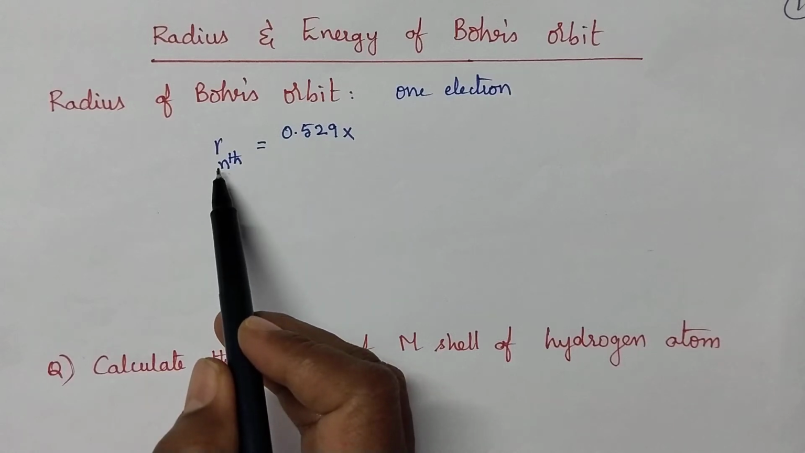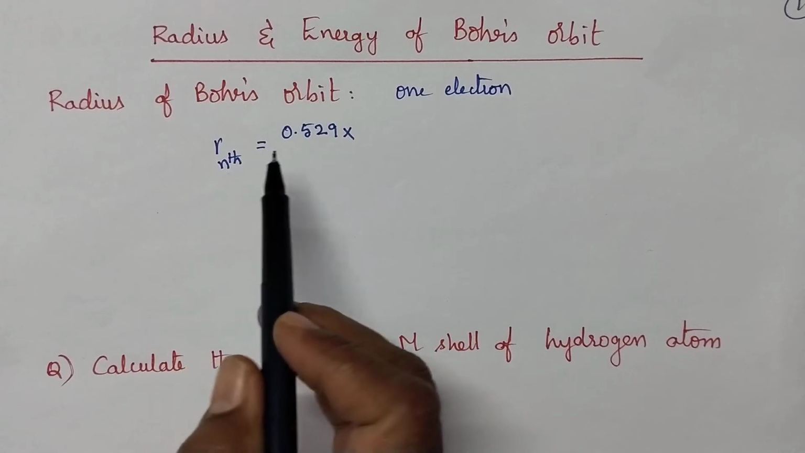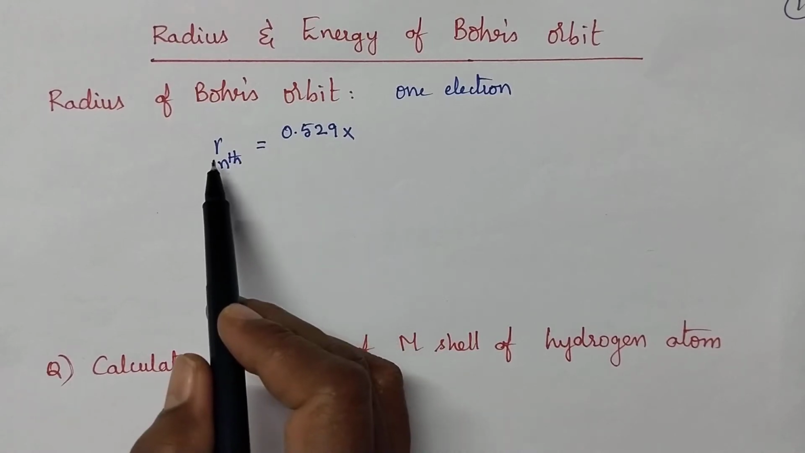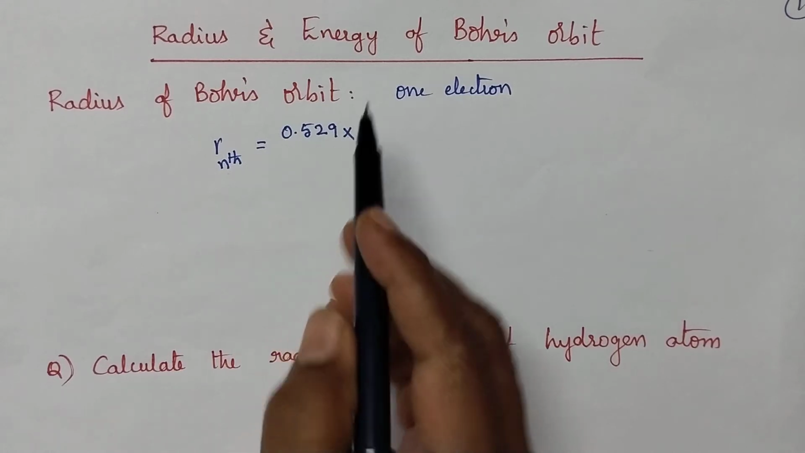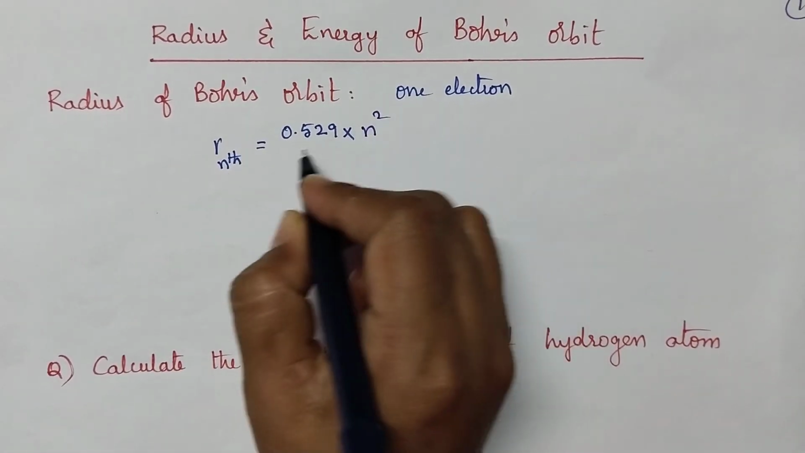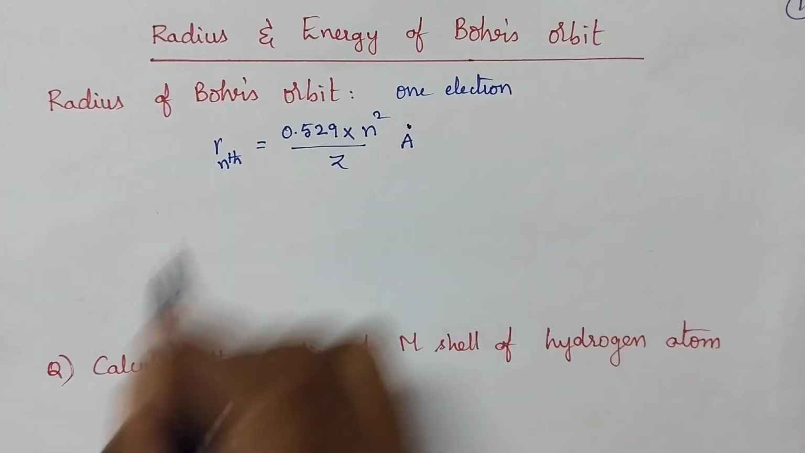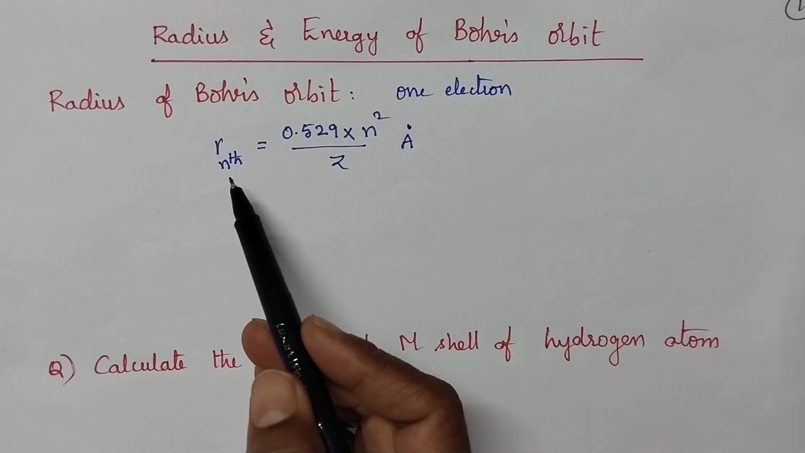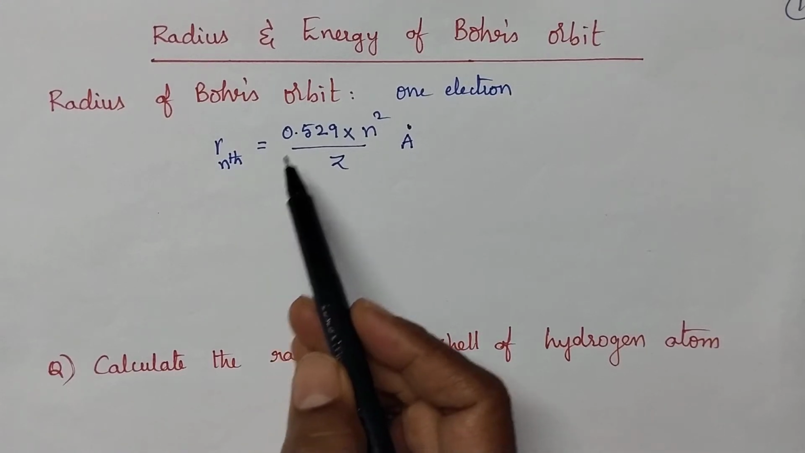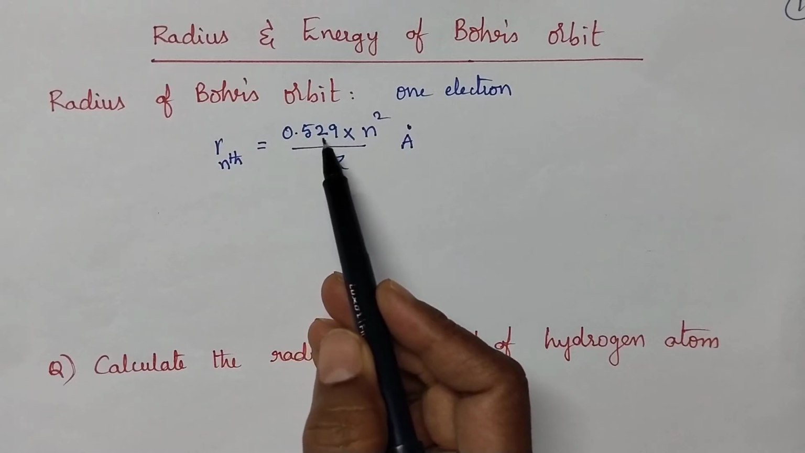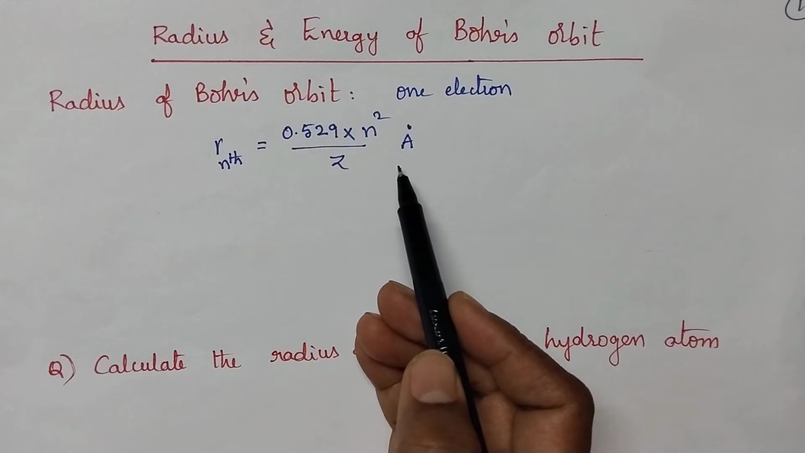In order to calculate the radius of the Bohr's orbit, we will use the simple formula R is equal to 0.529 into n square by Z Armstrong units. So, how to calculate the radius of the nth orbit, students? That is equal to 0.529 into n square by Z Armstrong units.